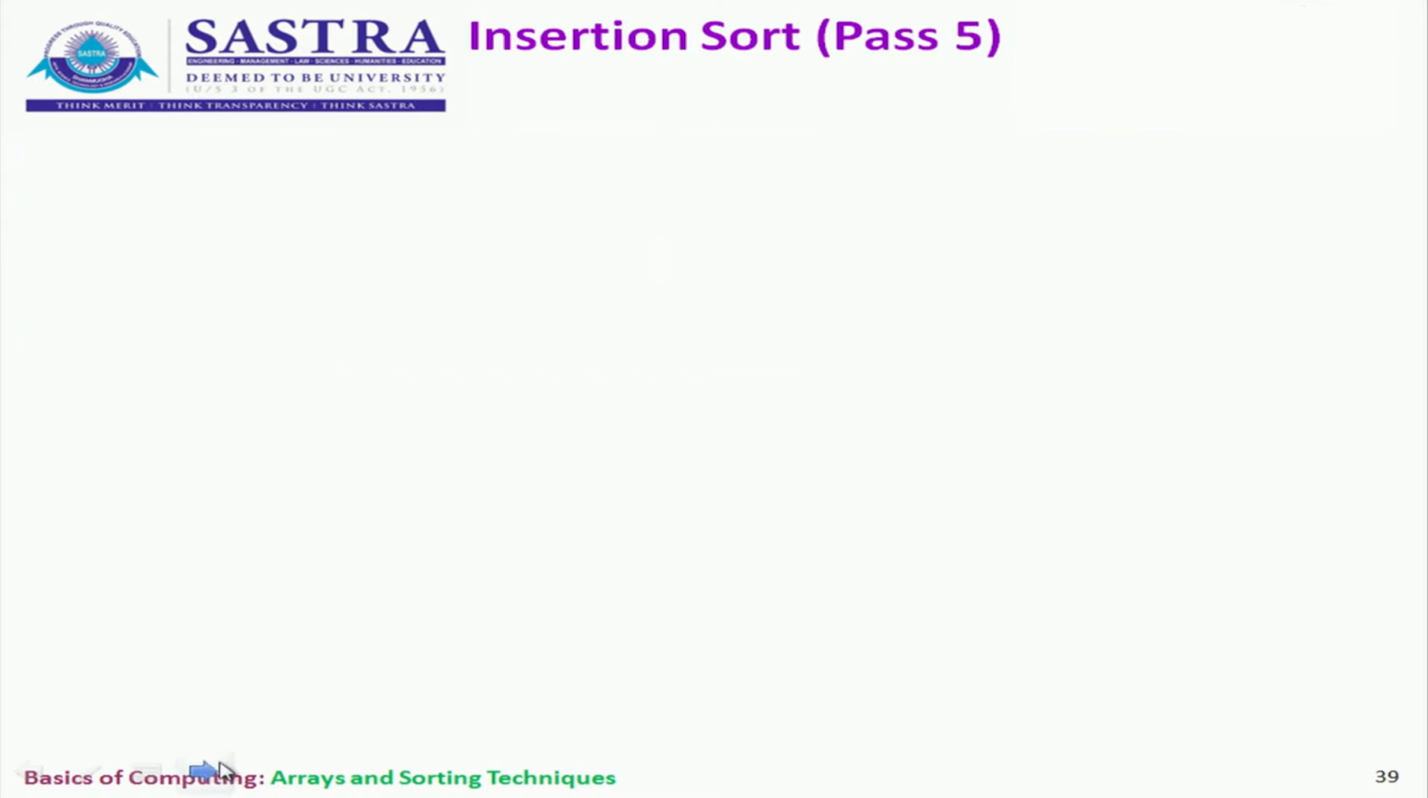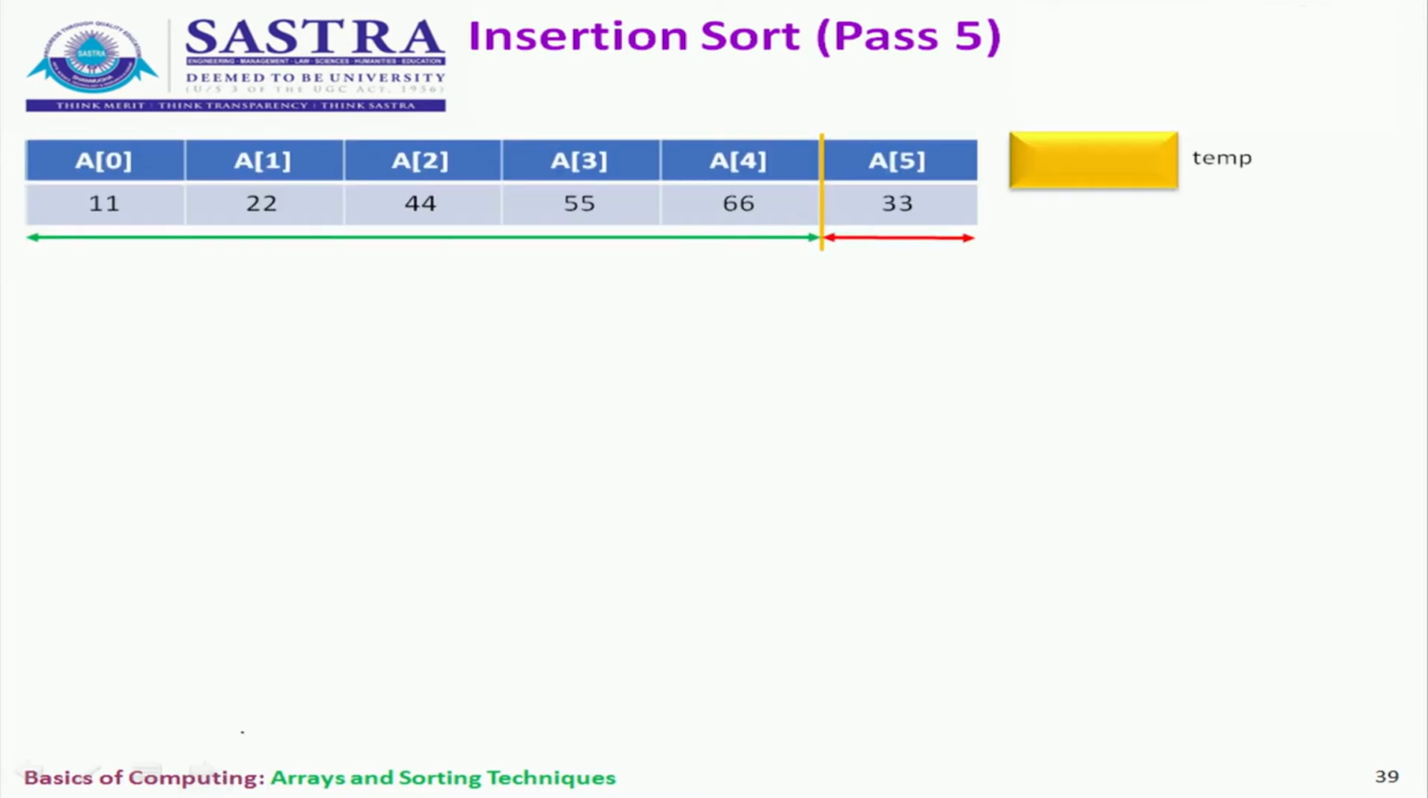Then this is pass 5, that is n minus 1, the last pass. The input for the last pass is that up to 5 elements are sorted. Then only one element remains, which may or may not be in the right position. Only when we complete this part will we come to know the appropriate position for 33.